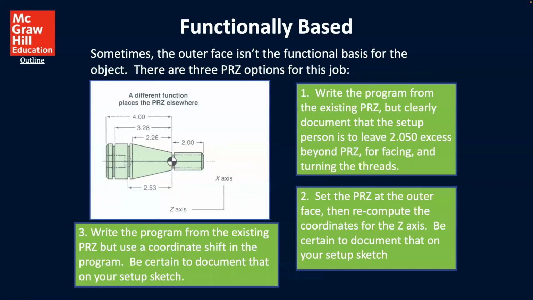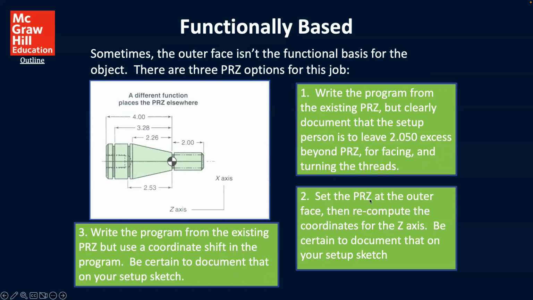Sometimes the outer face isn't the functional basis for the object. There are 3 PRZ options for the job. So you can see there's multiple ways. You just have to be consistent in your code writing for doing this. Number 1, write the program from an existing PRZ, but clearly document that the setup person is to leave 2.050 access beyond PRZ for facing and turning the threads.